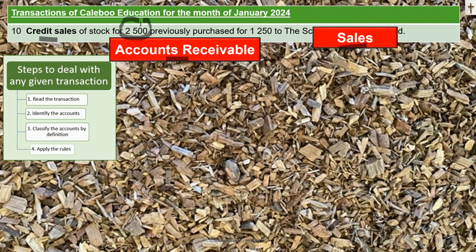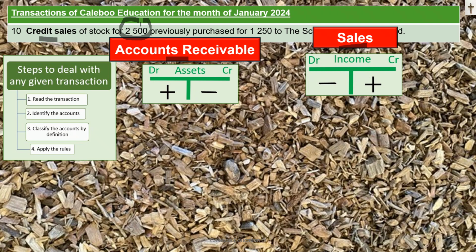Categorize these 2 accounts. Accounts receivable is an asset. Sales is income. Debtors owe more, increase in assets, debit. Income has been earned, income has increased, credit.